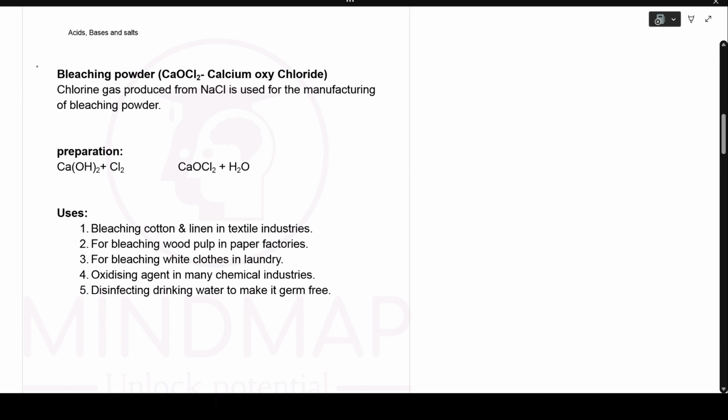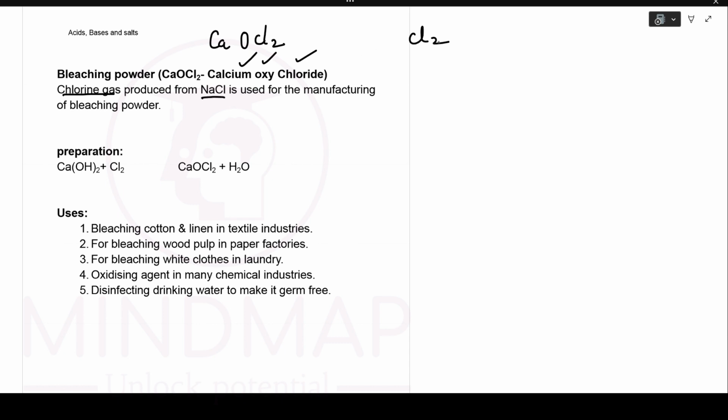The first thing is bleaching powder. The chemical name for bleaching powder is calcium oxychloride. So its formula is Ca O Cl2. So this is the chemical formula for bleaching powder. Now how do we get bleaching powder? By using the chlorine gas that is produced from NaCl. Just now we have seen electrolysis, we get chlorine gas. Correct? So this chlorine gas is used for the manufacturing of bleaching powder.